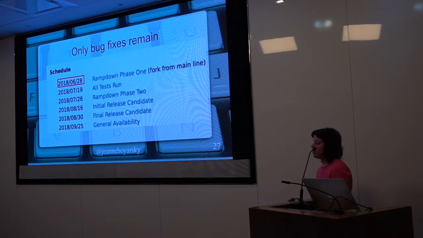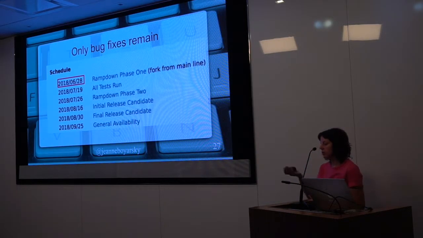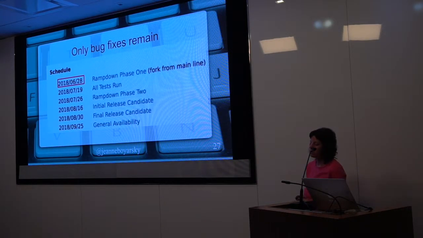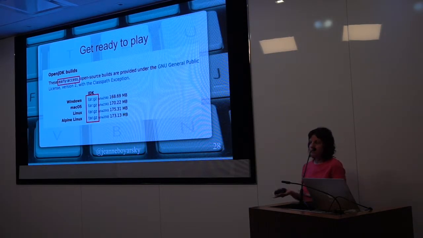At this point, only bug fixes remain. Java 11 went feature complete on June 28th. It's going to be made generally available on September 25th. You can use the early access editions between now and then, or the release candidate version starting later this month, because it's August now. Time to play.